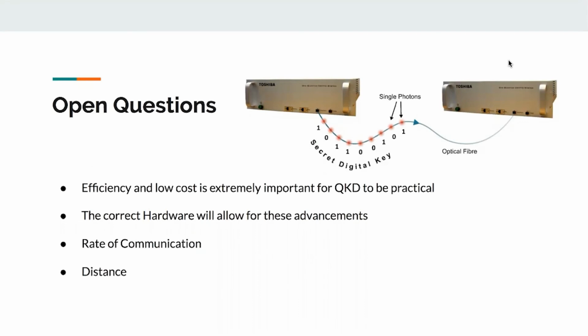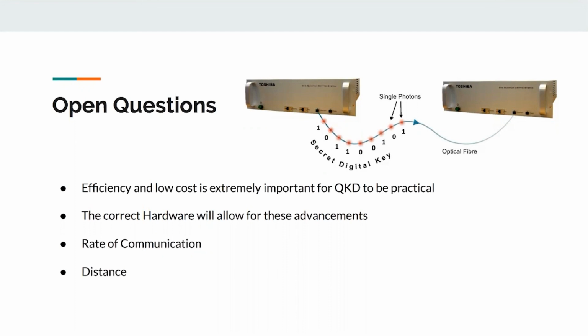I will now discuss open problems regarding QKD's performance, cost, and practicality. It is important that QKD possesses these qualities to allow for its use in real-world applications. Efficiency and low cost are two of the most important factors. These can be obtained with the right hardware. This hardware needs to reduce the overall cost, increase efficiency, while solving the problem that distance plays in the process.